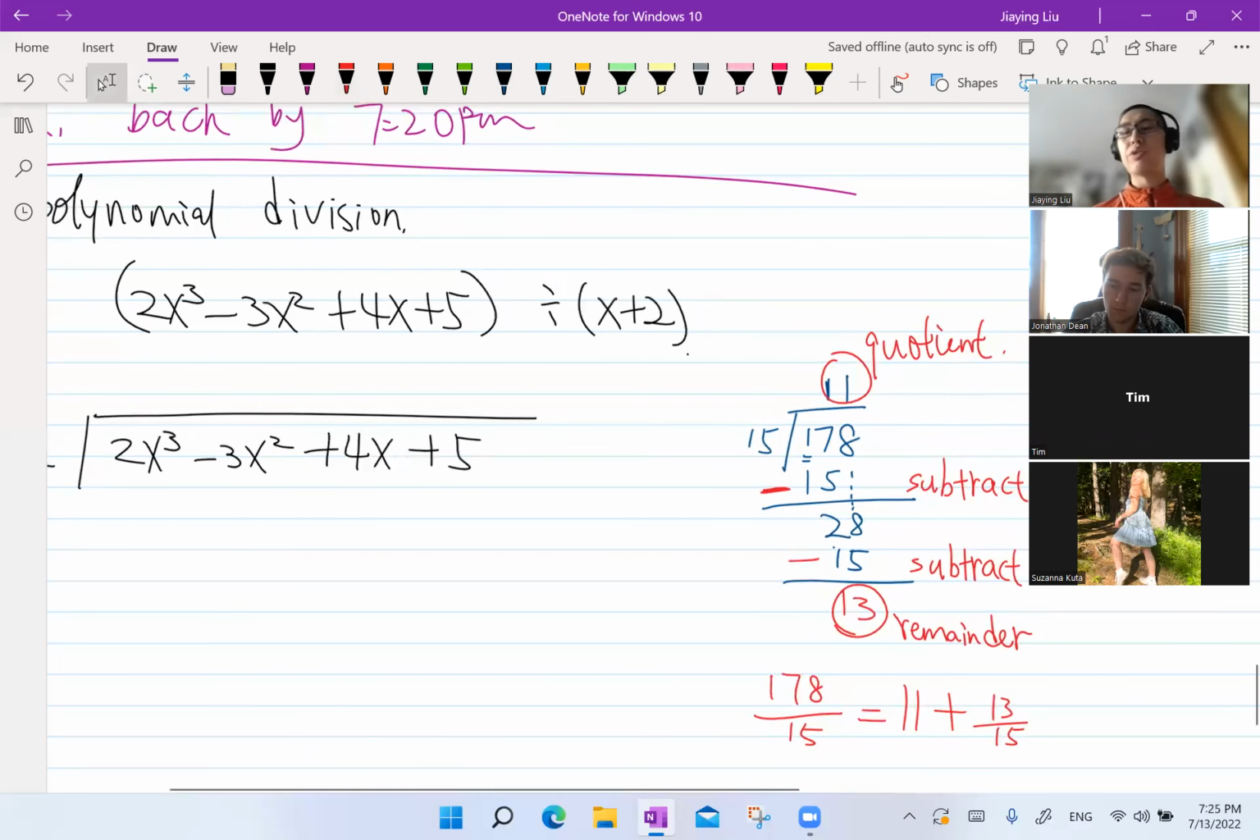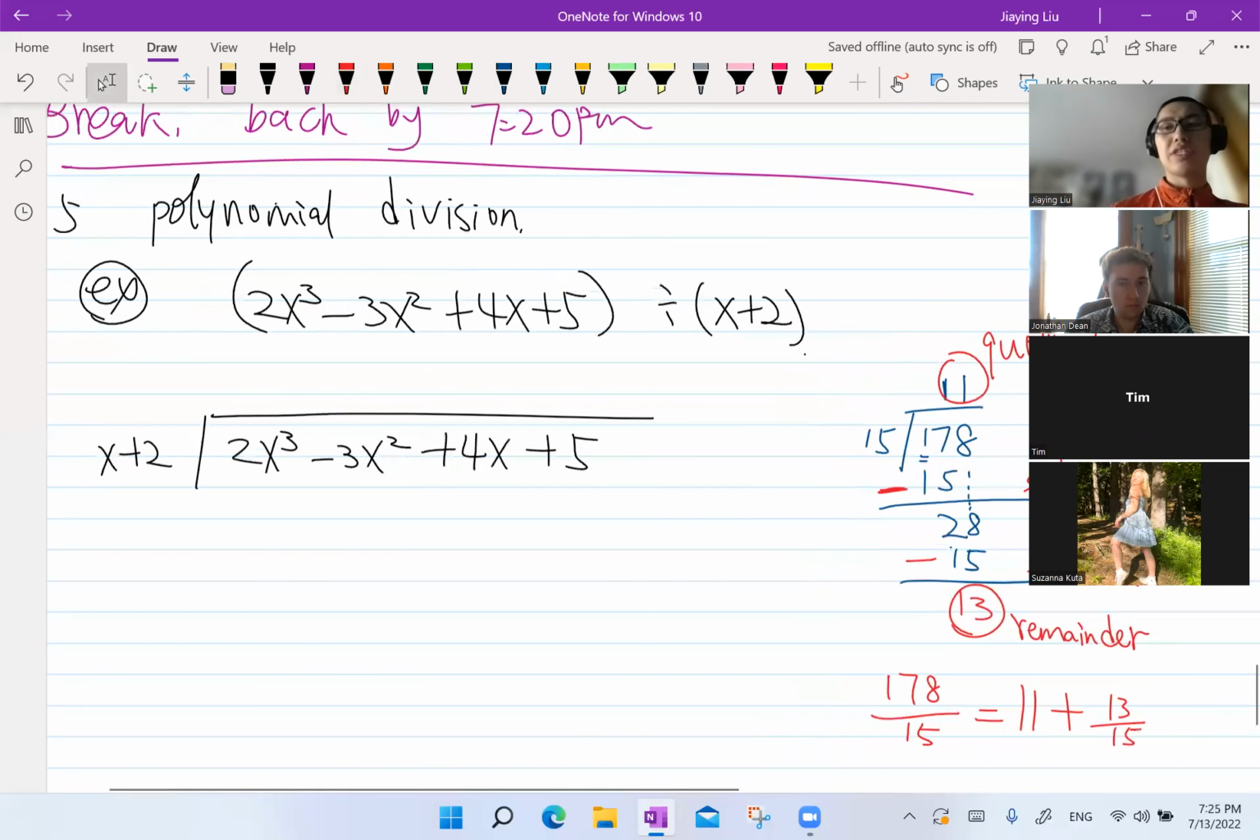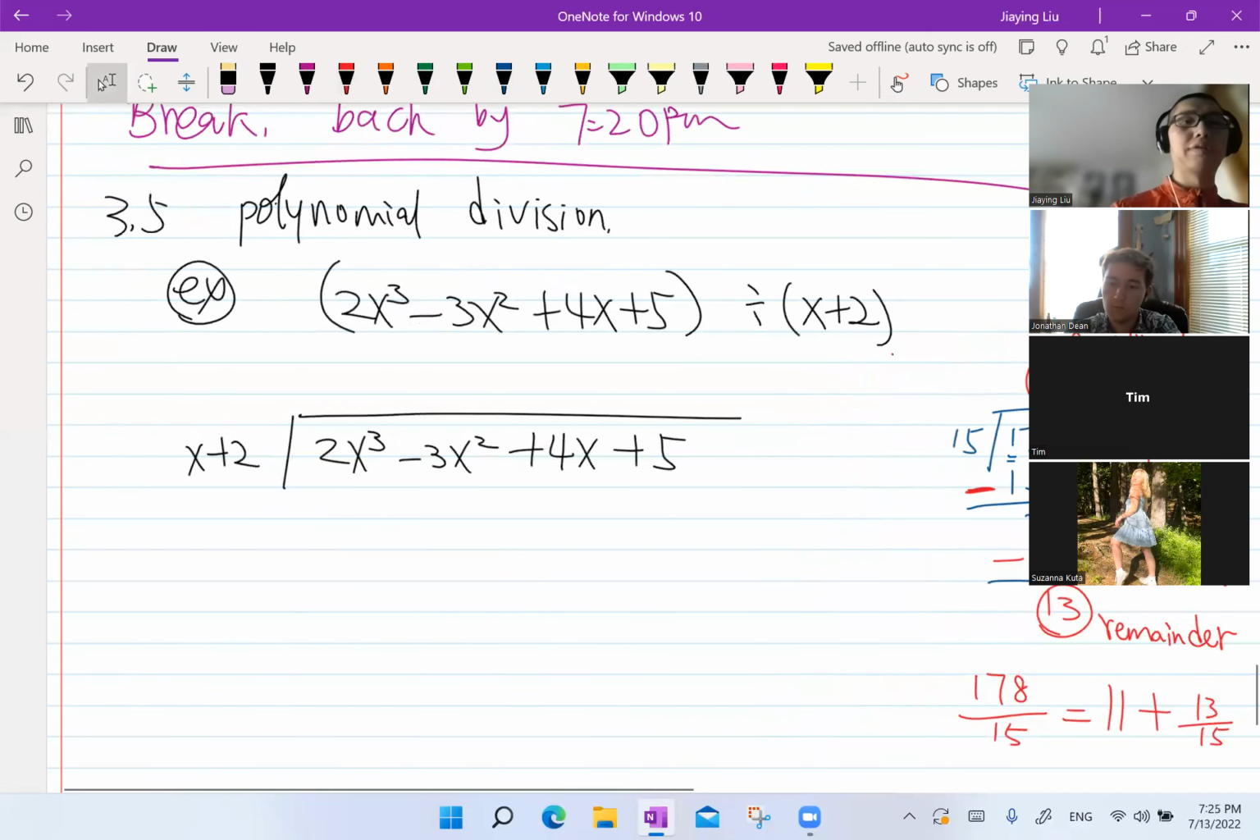All right, so I just want to use this example to show you when we take polynomials and perform long division, it's the same process. Always subtract until we cannot subtract. So let me go to this example on the left with the polynomials.